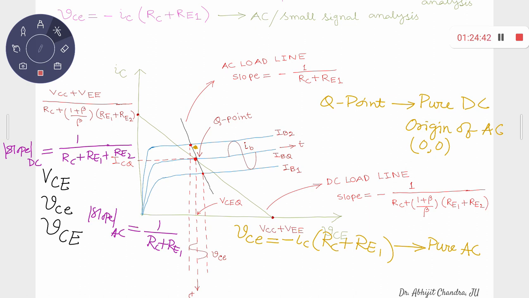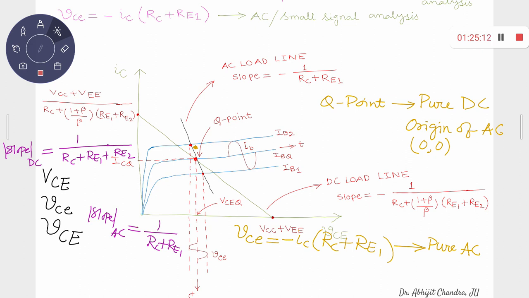So sometimes the DC and AC load lines are basically overlapping with each other, but if the corresponding components are different, in that case you will find that these two load lines will have different slopes. Okay, so this ends our discussion on the common emitter amplifier to some extent, and in the next class we will move forward towards two other types of configuration. One is known as the common base configuration and the other the common collector configuration, and obviously the multi-stage kind of thing.